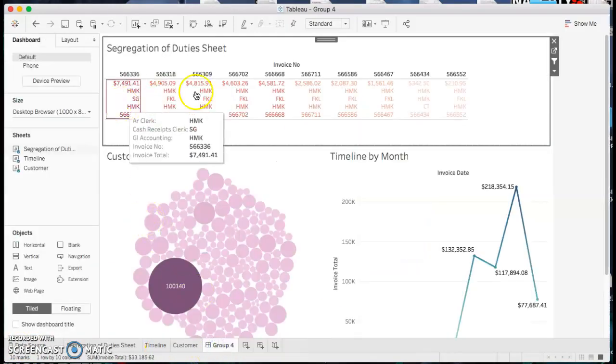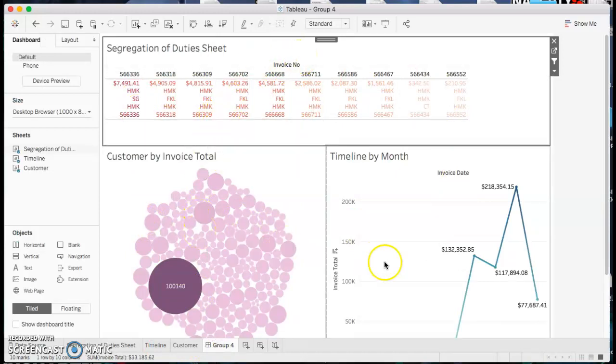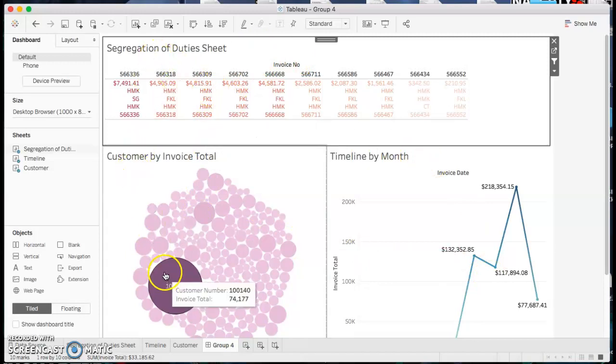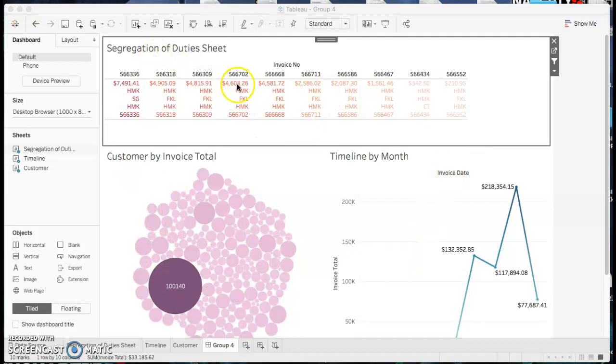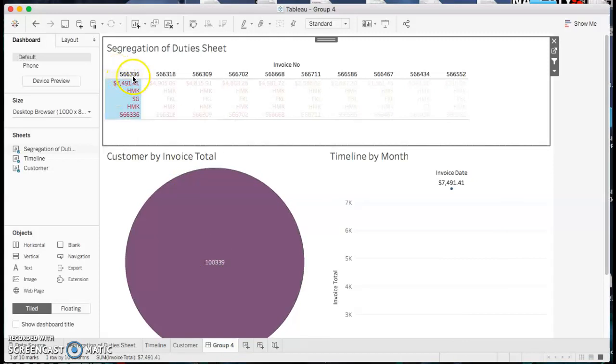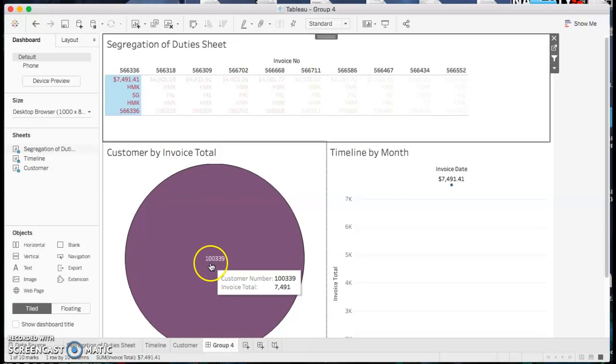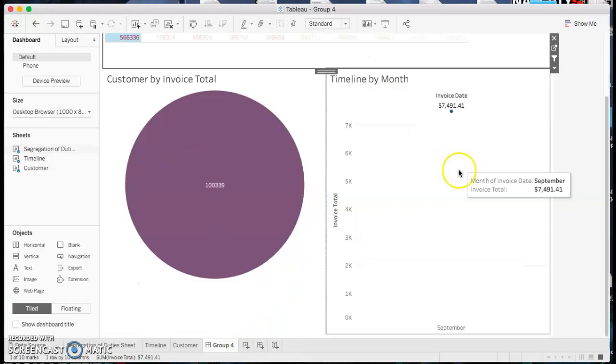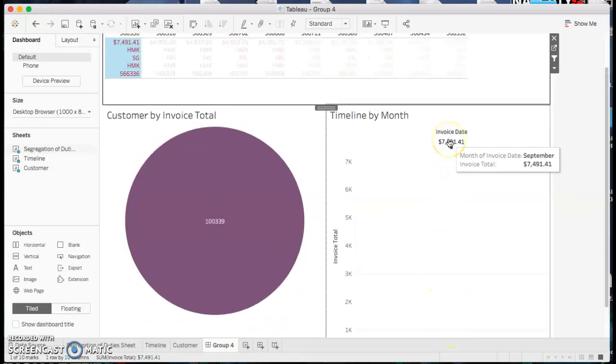Lastly, it all comes together here. This is our dashboard. Here you can interact with all three at the same time. You have your segregation of duties sheet, as well as the customers by invoice and a timeline by month. For example, if we are going to inspect this violation of segregation of duties by this said customer, you can see that the invoice number here goes to the customer number, which is 1003339. The invoice date happened to be in September for that amount of money right there.